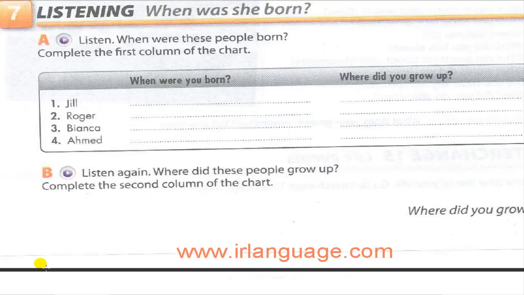1. Jill. My name is Jill. I was born in 1984. I was born in Canada, but I grew up in the United States. I went to school there. I became a tour guide in 2004. I give tours to Canada.